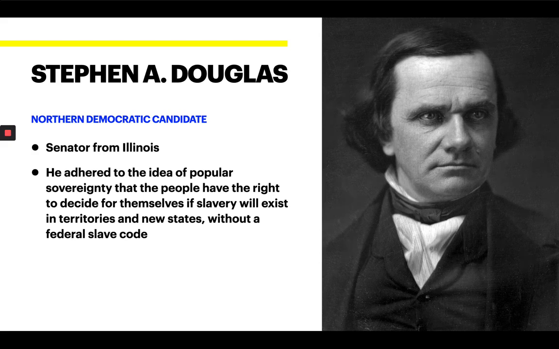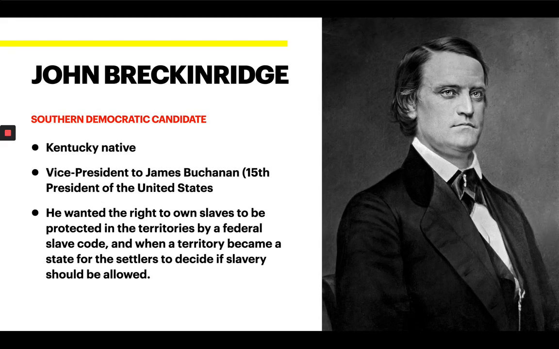So they, in fact, broke off and they nominated their own candidate. So Stephen A. Douglas is, in fact, the northern Democratic candidate. And the southern Democratic candidate was a man named John Breckinridge. Not a lot of information is usually given on him. I mean, he's not very well talked about.